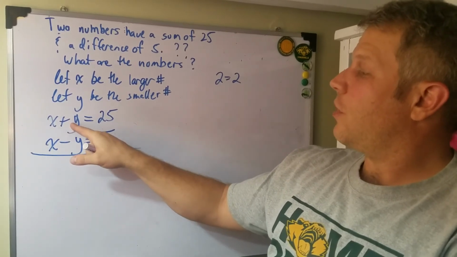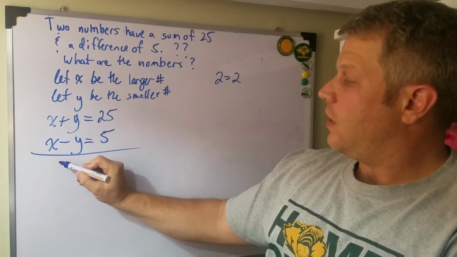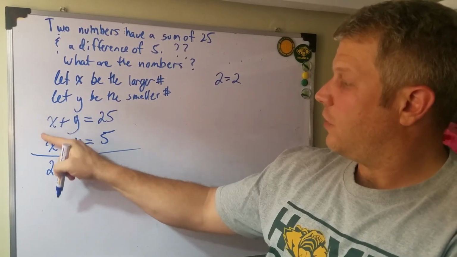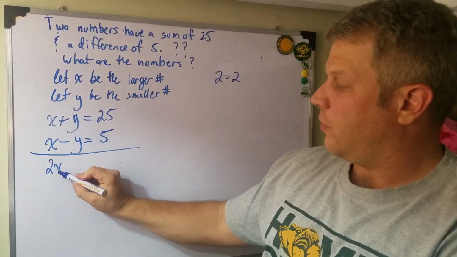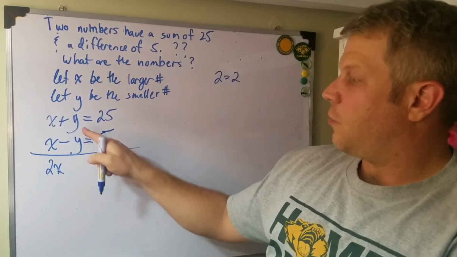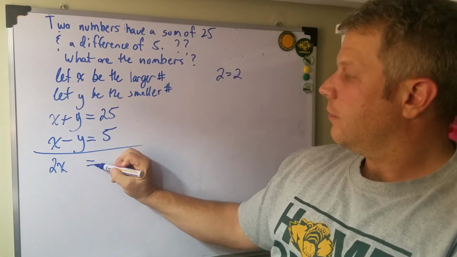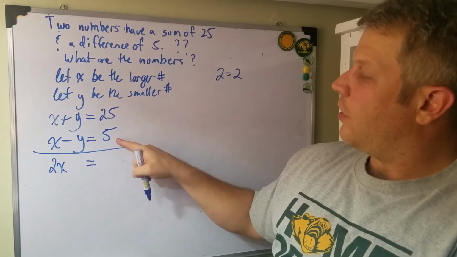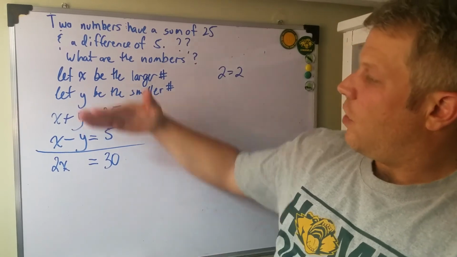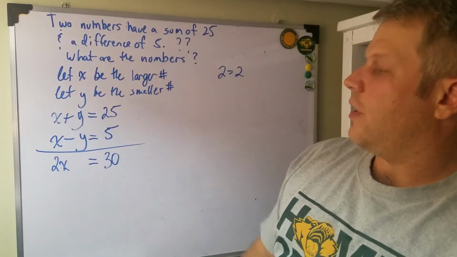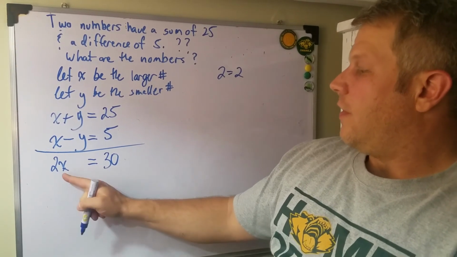So x plus y, and I'm going to add x minus y. And this gives me 2x, because x plus x. Y plus negative y, what's that going to equal? We did this by design. So y plus a negative y, or y minus y, is 0. And then 25 plus 5 is equal to 30. Okay? So I've added this equation to this equation, and I've set that up so they eliminate. And then I just solve.